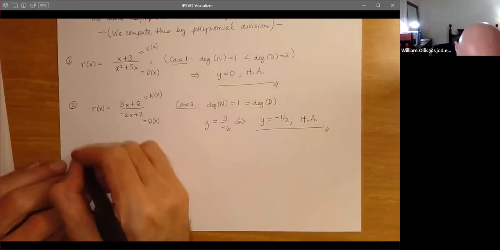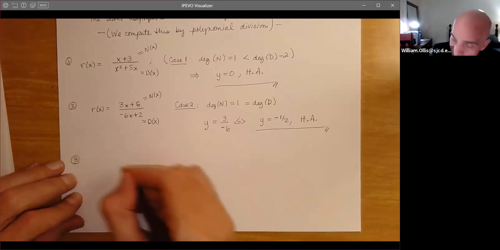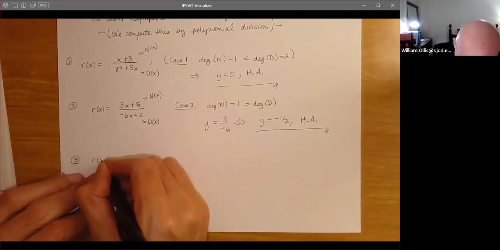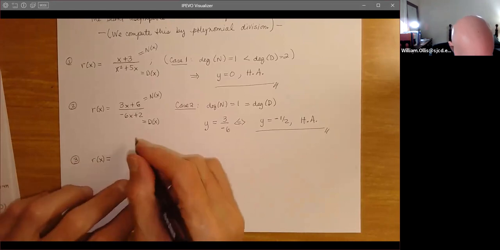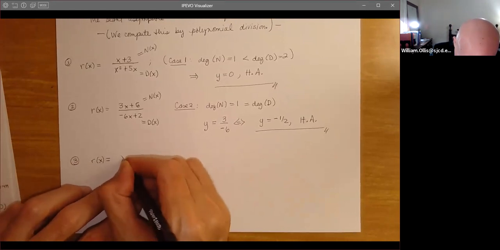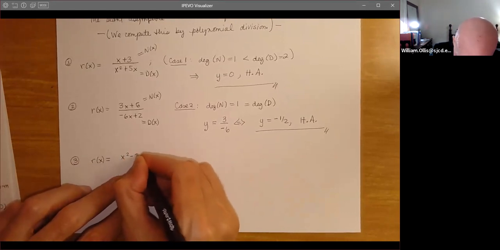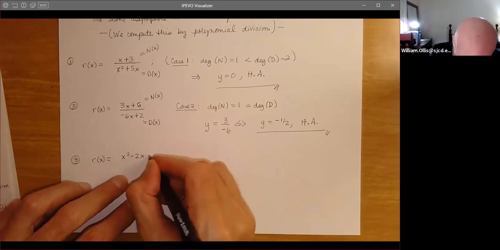Now, let's look at the oblique case, or the slant case. Say we have something like this. I'm looking at these WebAssign problems because we're going to graph them. Here's an example. We're going to go ahead and do some work before we get to them, and then come back and refer.